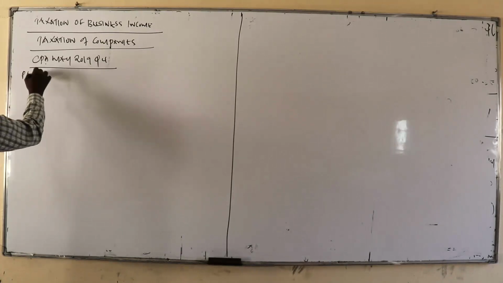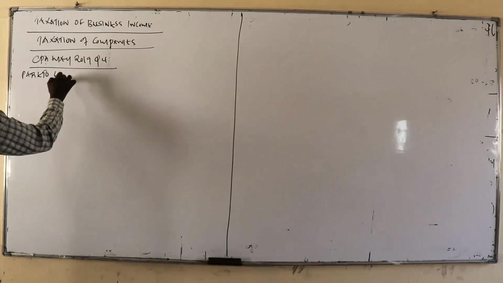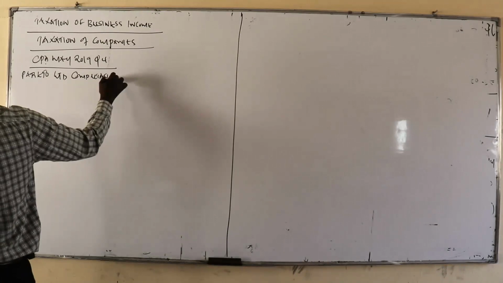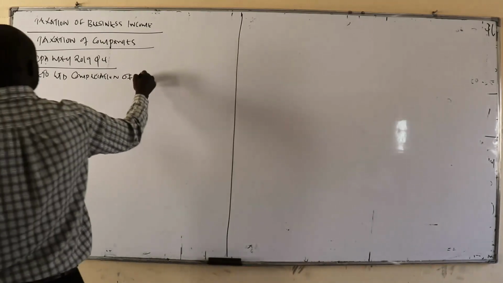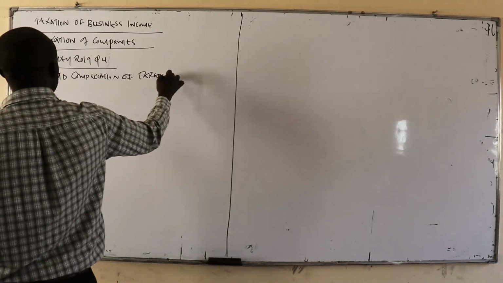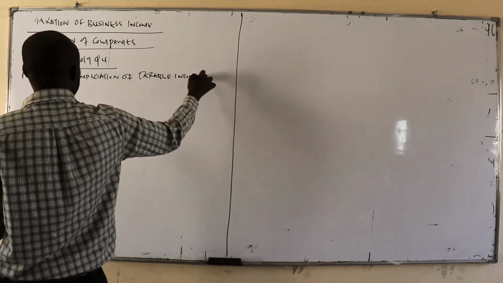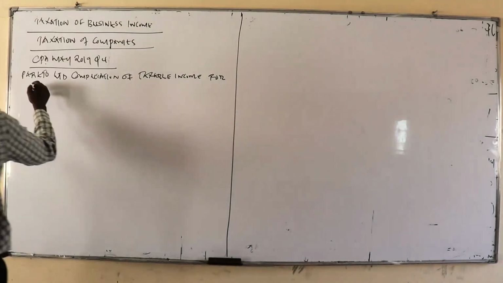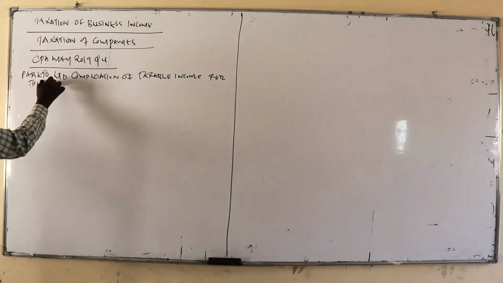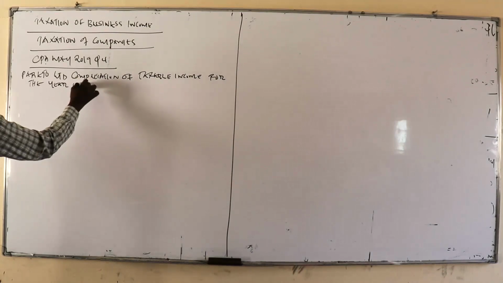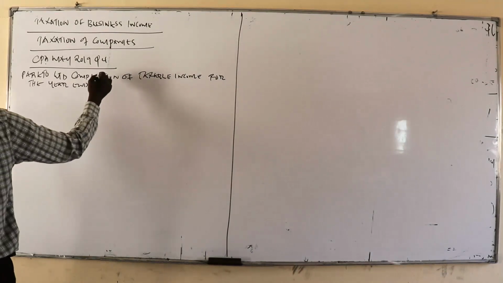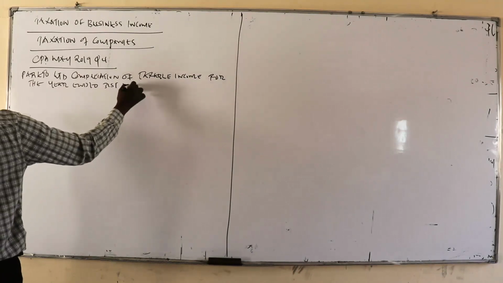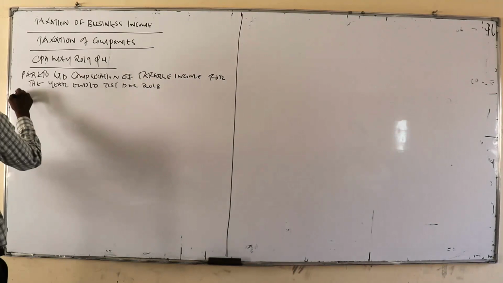Pareto Limited, computation of taxable income for the year ended 31st December 2018, and then you underline.